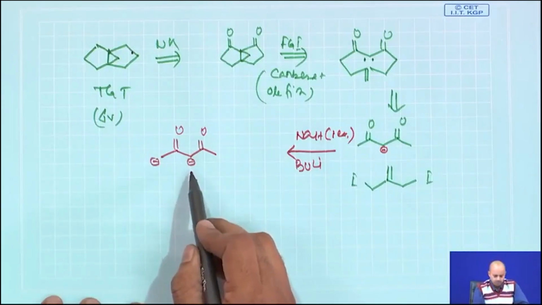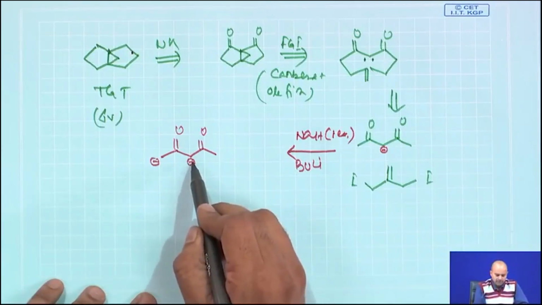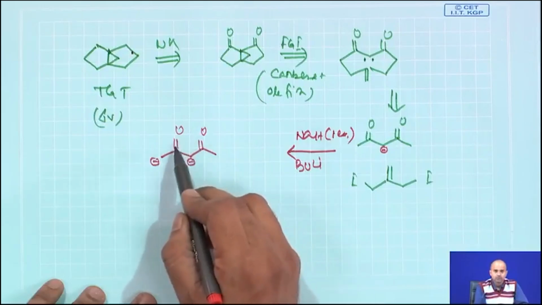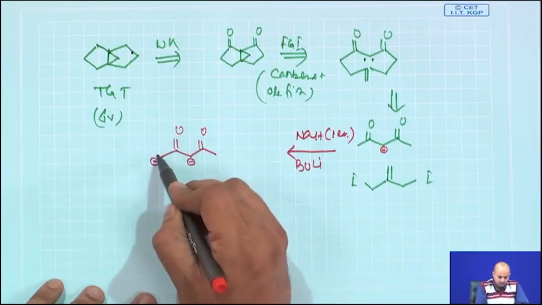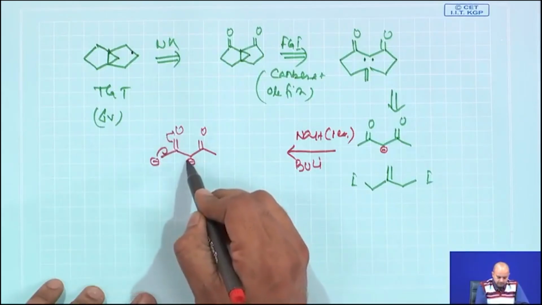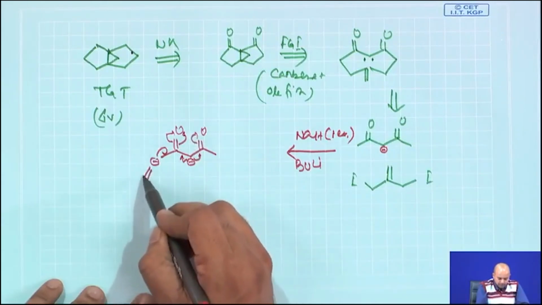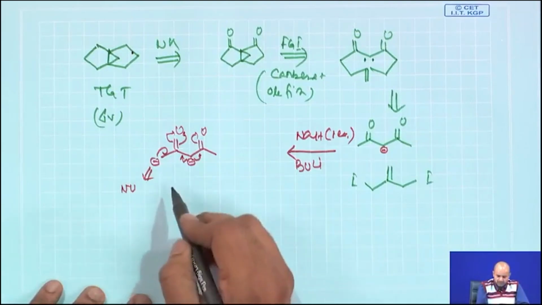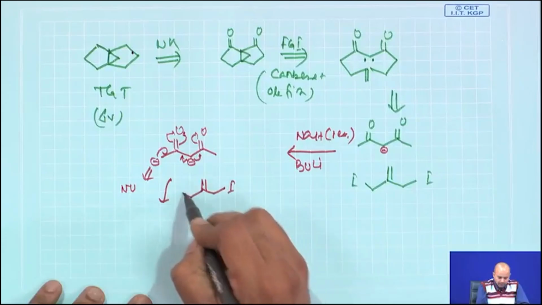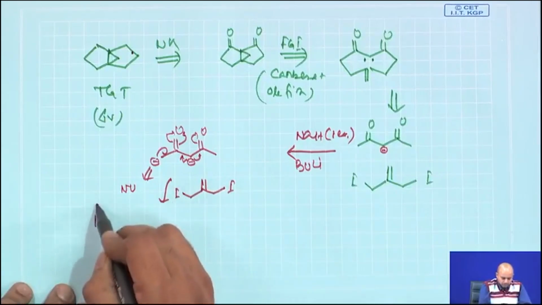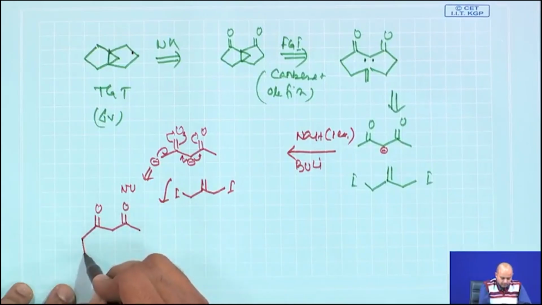Now, out of this 2 minus charge, which one is more nucleophilic? The minus charge which is flanked by 2 carbonyls, the charge is much more dissipated. In this case it was only dissipated with only this carbonyl, but in this case it is with this as well as with this. So, this one is much more nucleophilic, and then now what we will be doing, we will be using this particular electrophile.